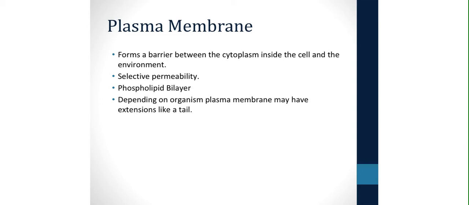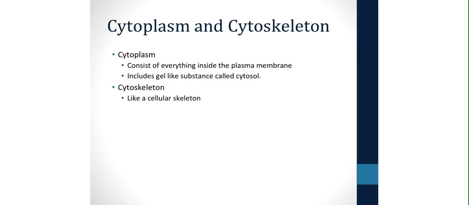So flagella and cilia, and I'll draw a picture of what those two things look like as far as extensions that come off of the phospholipid bilayer. The next thing we have is the cytoplasm and the cytoskeleton. Both of these are inside of the plasma membrane, so inside of the cell. It includes the watery gel-like material called cytosol. And remember, this is where all of the organelles are found in eukaryotic cells. In prokaryotic cells, in the cytoplasm, we have the DNA that's freely floating. We have the ribosomes, and obviously the cytoplasm.